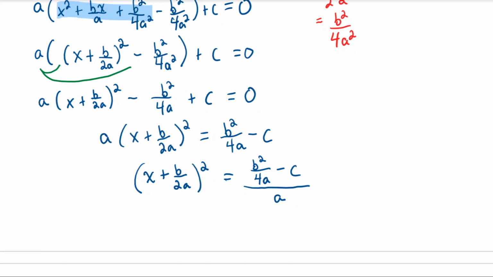We now want to square root both sides. So let me write this in a color here. I'm going to square root this side. And when I square root the other side, as we know, we need to write plus or minus on the one side, the side that's opposite the x. So now we've got that.